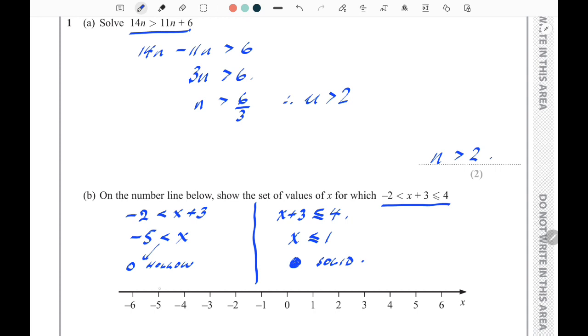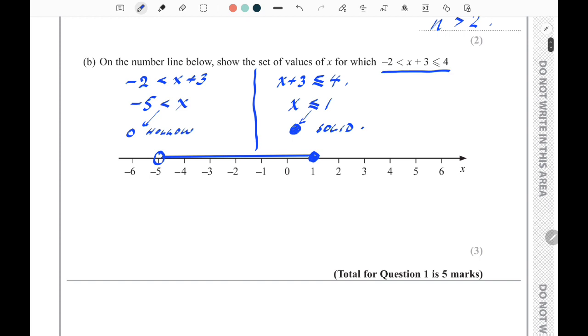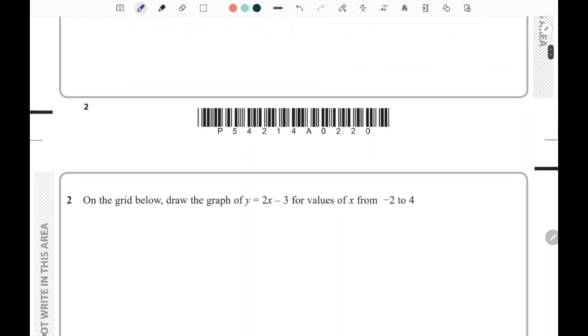So the answer looks like this: hollow circle over the minus 5, and a solid circle over the 1, and then a line in between. So do remember the types of circle to use on a number line. Okay, question number 2.